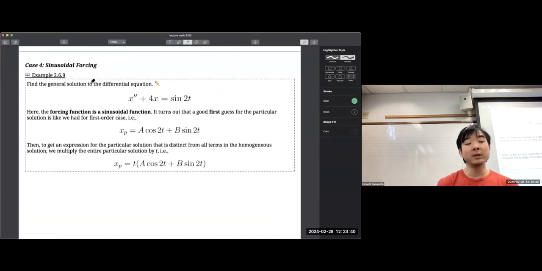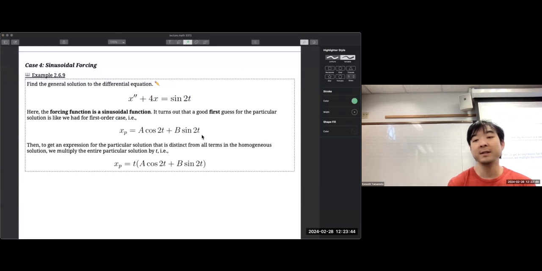Okay, so we did polynomial, we did exponential, we did polynomial times exponential. The other case is a sinusoidal forcing. So if you had sine or cosine, this is a sinusoidal forcing.